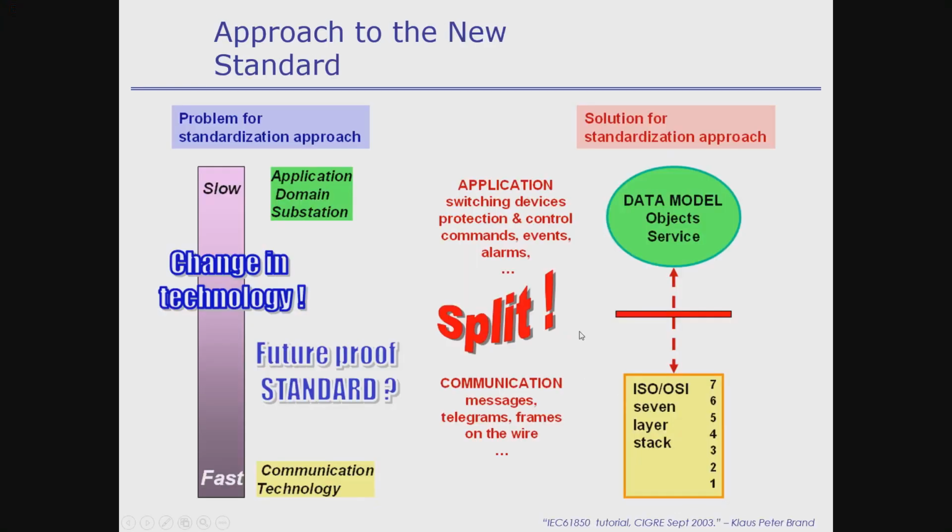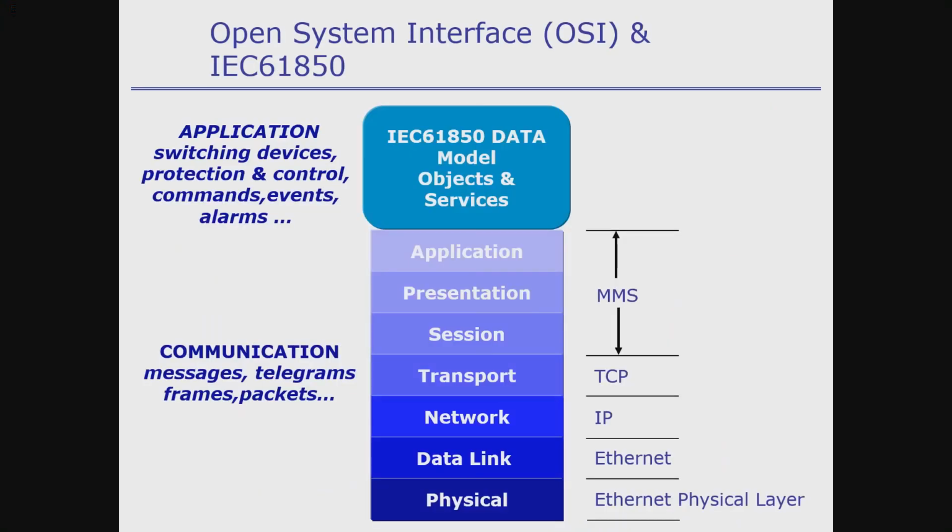Okay, this is a bit of history. So there was a split. The focus was not on the communication part. The computer networking part stays the 7-layer model. The focus of the standardization was on the application side. Complete split. So this is where all the standard work was done. Application, switching devices, protection, control, and so on, right? So this is what we have now.